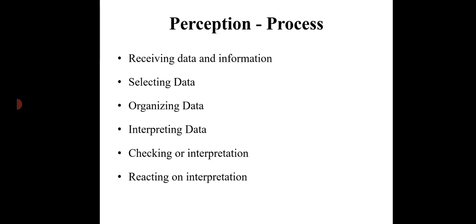Then at the second stage, what is done is selecting data. Under this second stage, the received data and information is filtered. Filtered in which respect? You try to find out which data is more relevant to this particular situation. Only that data is collected, and the rest remains unutilized. Generally a perceiver selects those things from the received information which are related to that particular field, situation, event, or people.